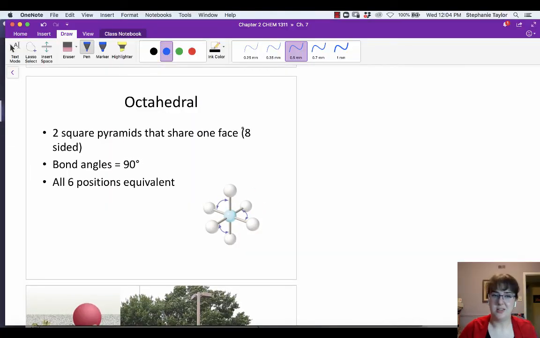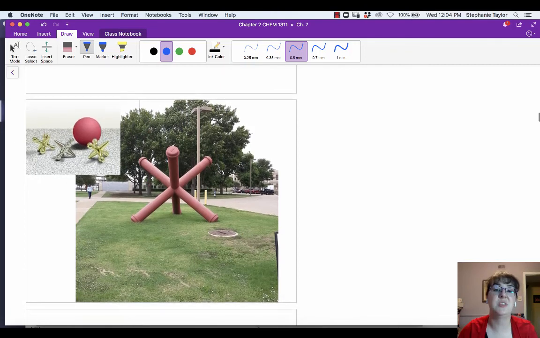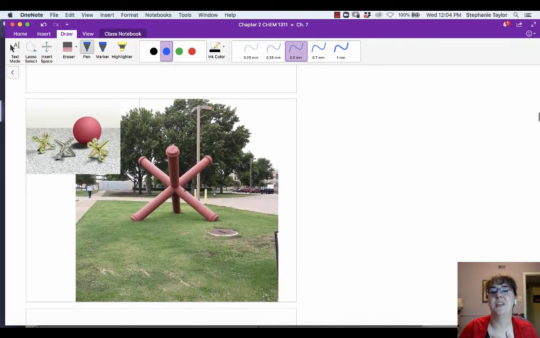Last one is octahedral. This is going to have bond angles of 90 degrees, all positions equivalent. These do look like jacks. This is where the Love Jack used to be. So this is a picture of UT Dallas.